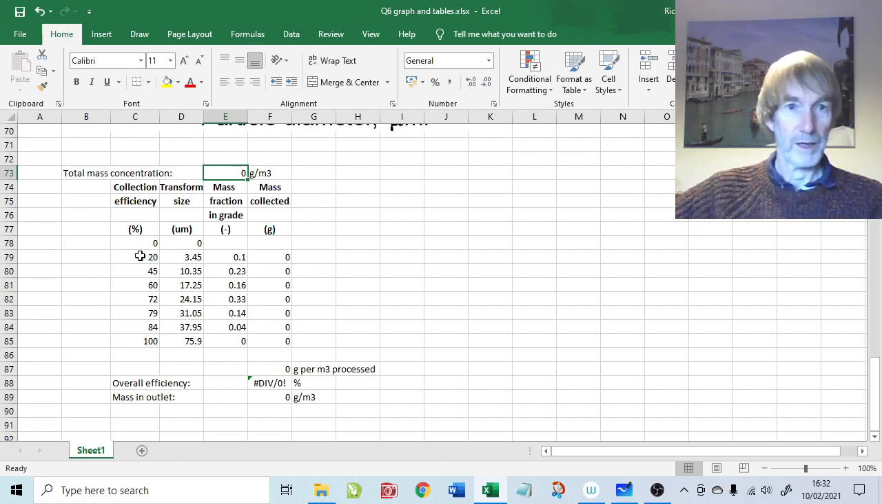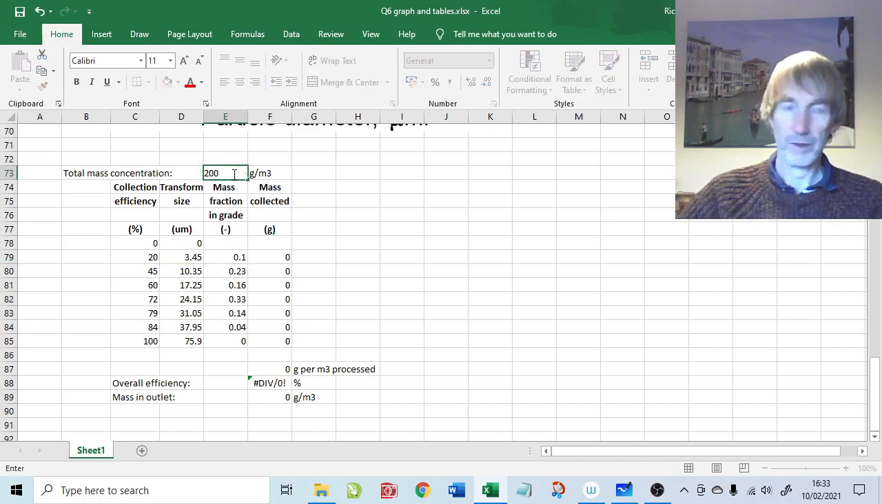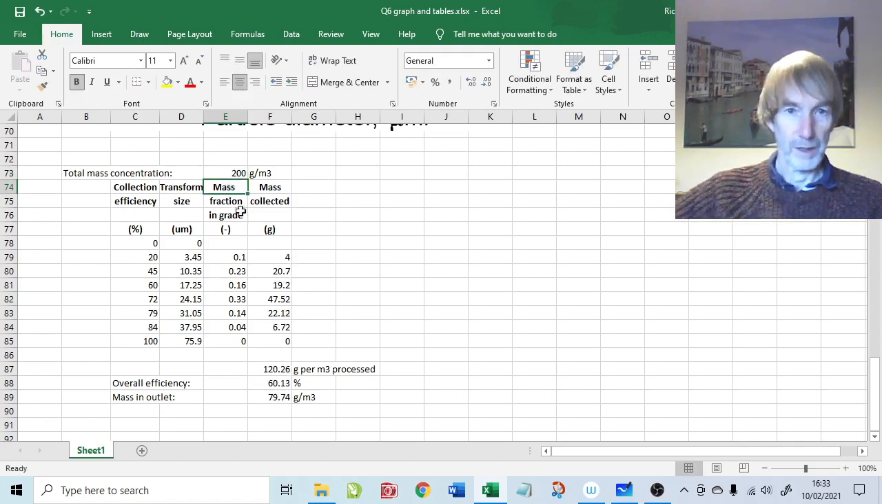At 20% collection efficiency, 3.45 is the mid-size of the size grade that we're interested in, the first size grade. We have a mass fraction of the total amount present of 0.1. Okay, that's what we just got from the graph above. So the mass collected, let's put the value back in here. So it's 200 grams per metre cubed being fed to the industrial cyclone.